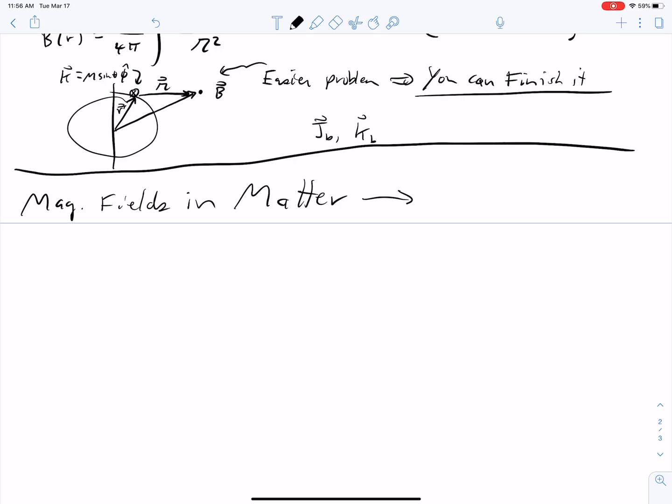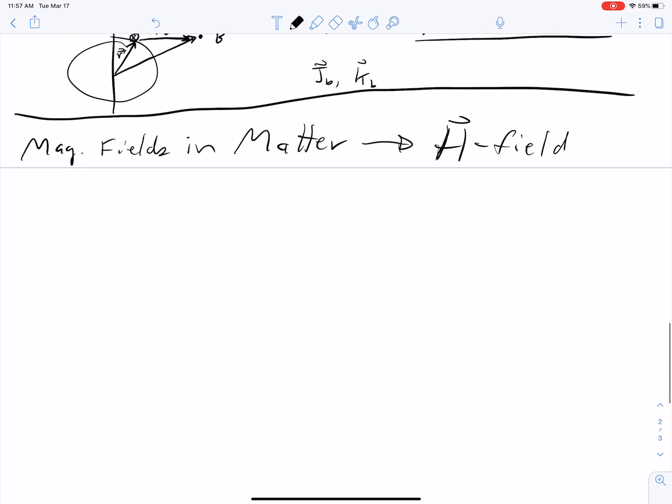And this will lead us to the H field. A new field for us. Yay, a new field. We love new fields. Okay, and so why do we want the H field? Why do we care about this? Why are we inventing a new field? Although we haven't invented it yet, but we're about to. This is why. Let's consider this very important problem. Suppose I have a solenoid.